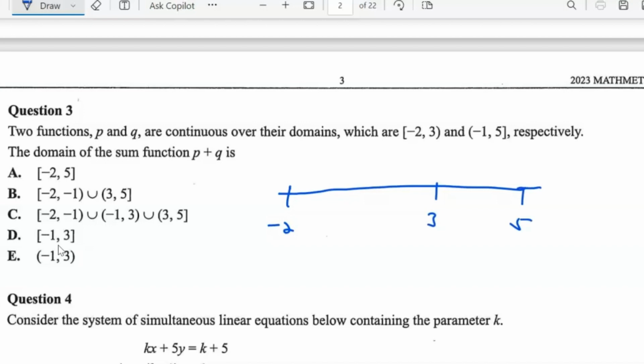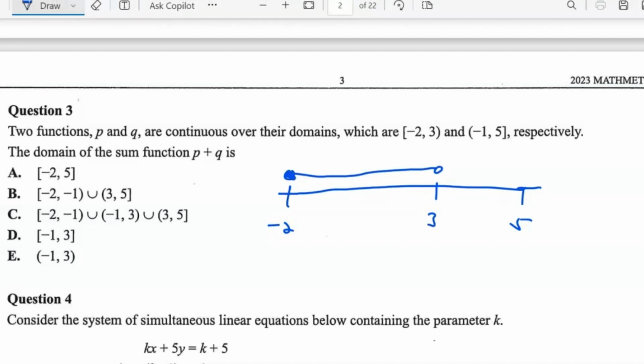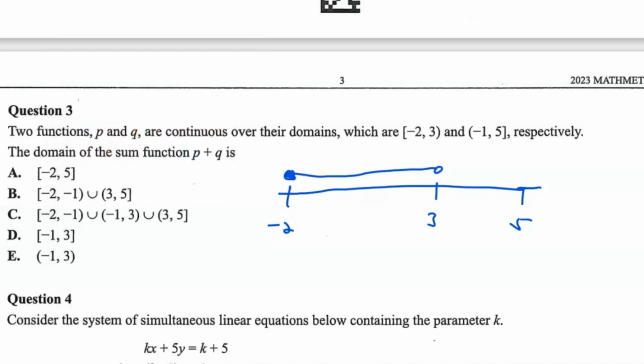So if I draw, that's going to be closed, and I'm going to use a different color. For negative 1, which is somewhere there, that's going to be an open circle, and that's a closed circle just up there. This is the section where they overlap, so that must be that option. It's going to be negative 1 to 3, which are open circles. All right.